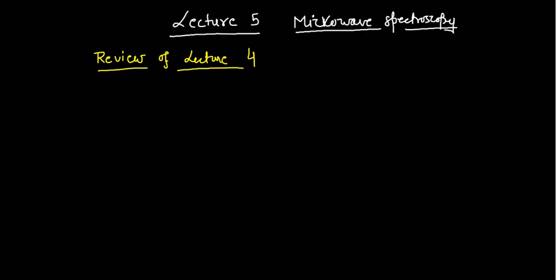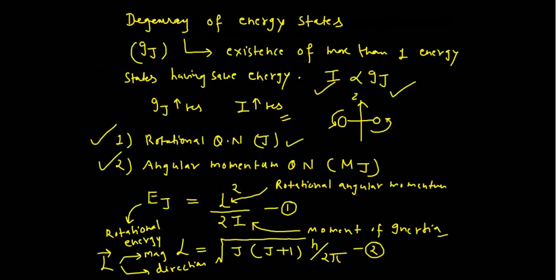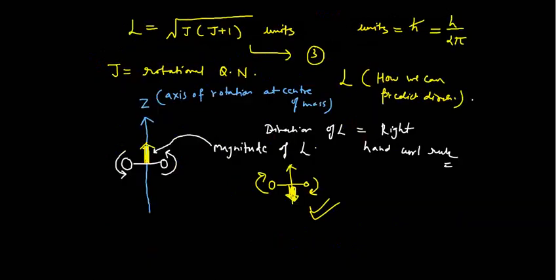Before going into the details of lecture 5, I want to just recap whatever we have done in lecture 4. In lecture 4 I explained the concept of degeneracy and gave you the formula of the degeneracy, that is Gj equals 2j plus 1. Then we did some derivation, and finally I gave you the formula of the rotational angular momentum, which is equal to the square root of j times j plus 1, quantized in units of h on 2 pi.